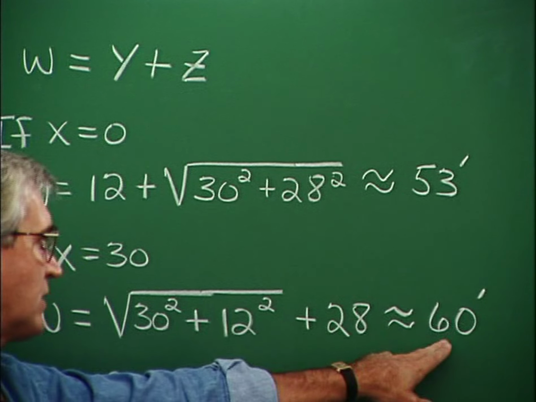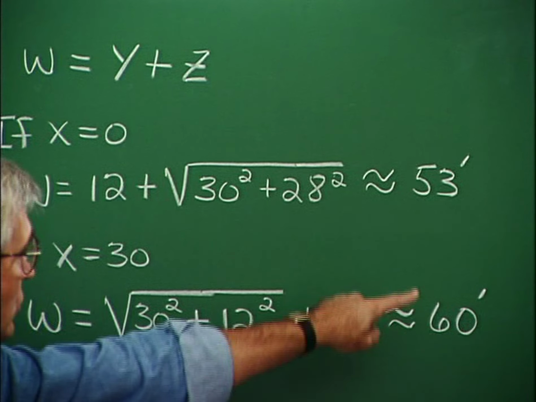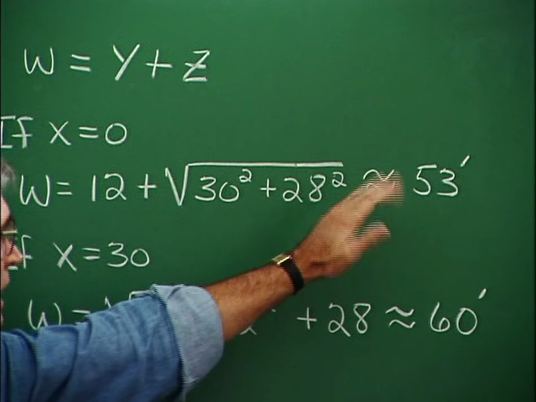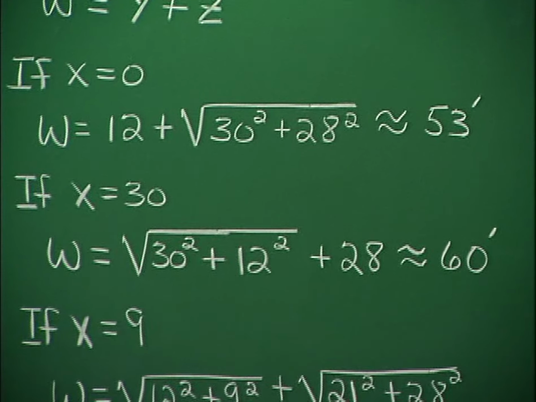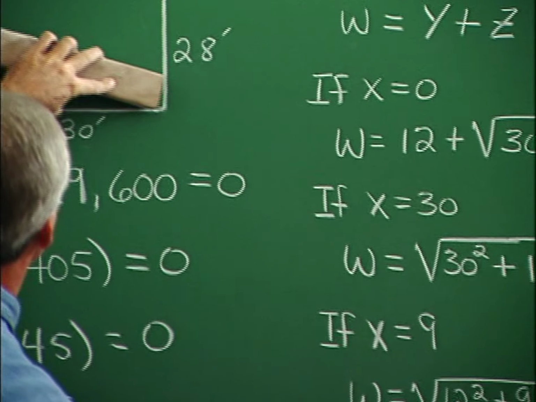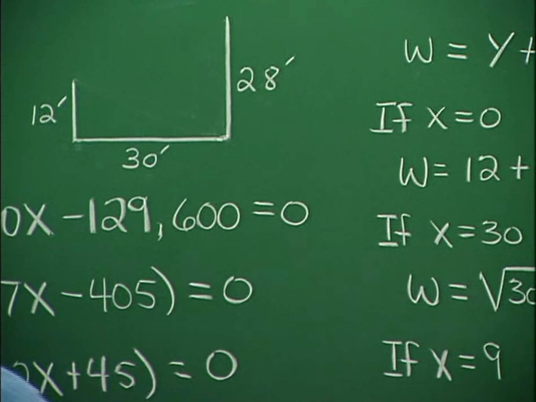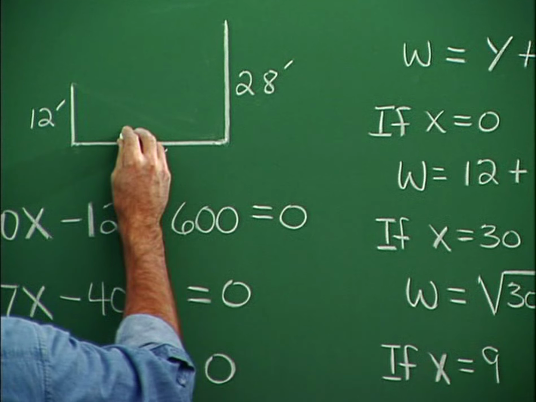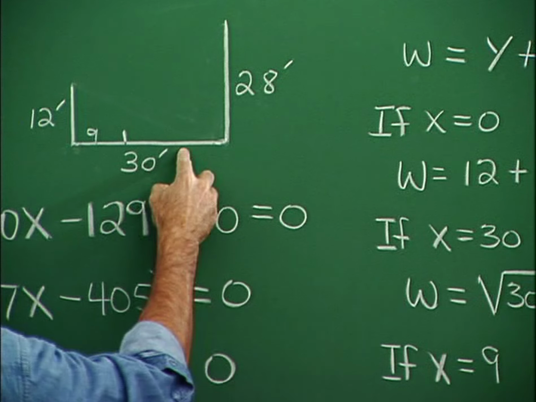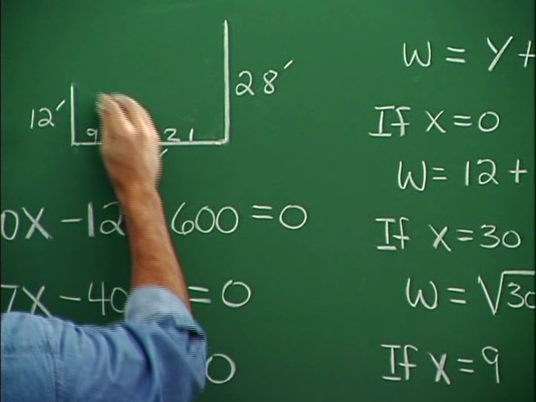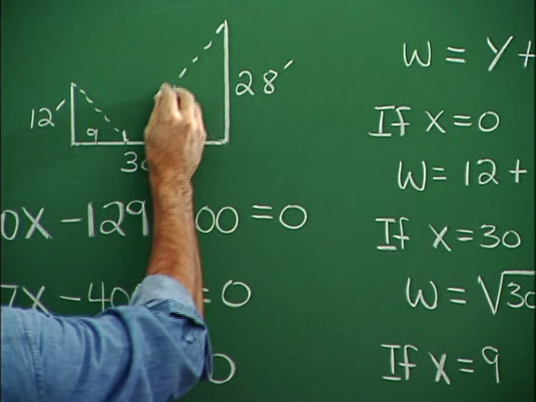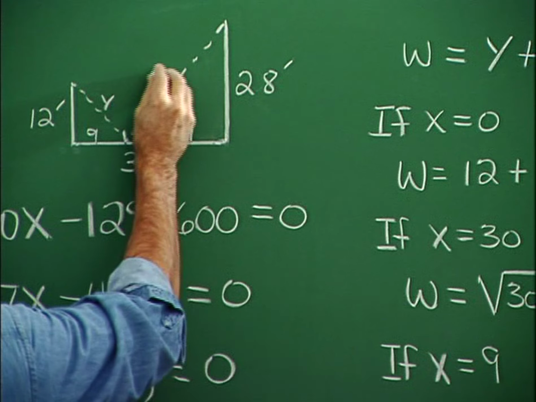And that's approximately 60 feet. Now, so far, the shorter wire happens when we're below that left side pole. All right, let's see what happens if x is 9. Now, when x is 9, we have the situation where, if x is 9, that means the stake is here, that's 9, and this is 30 minus 9, or 21. So it's pretty easy then for us to calculate the y and the z.